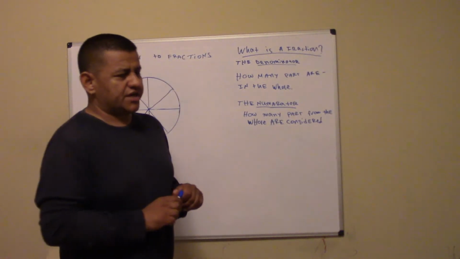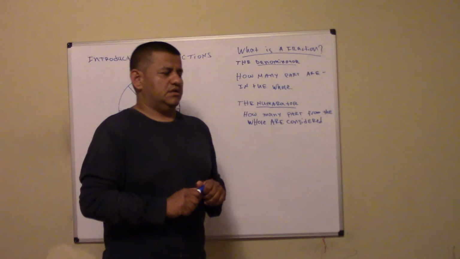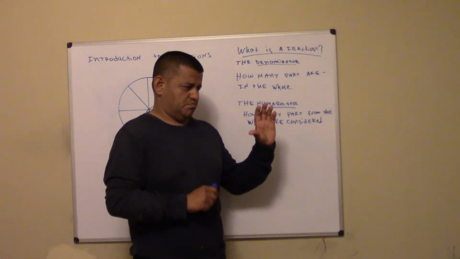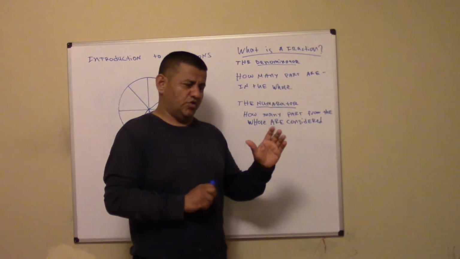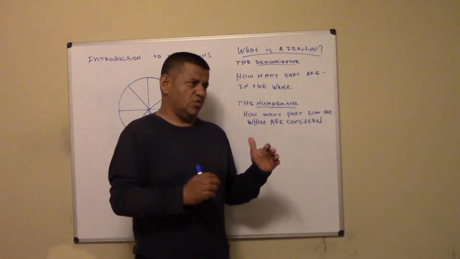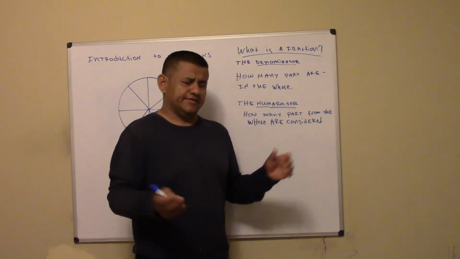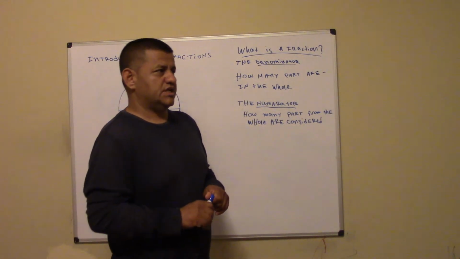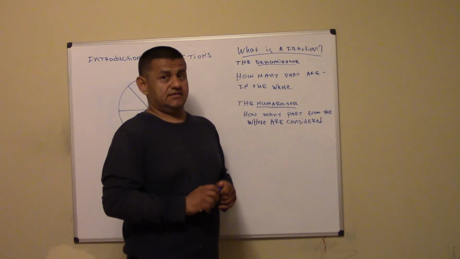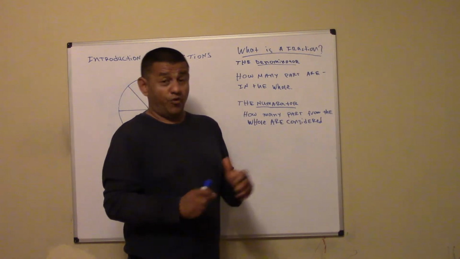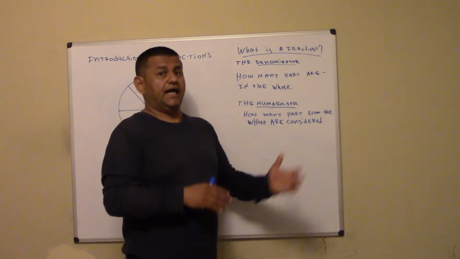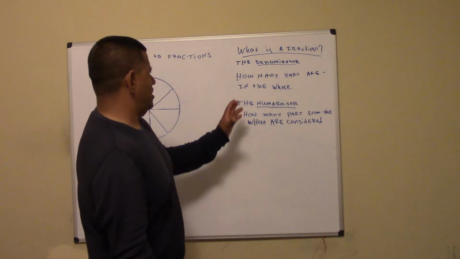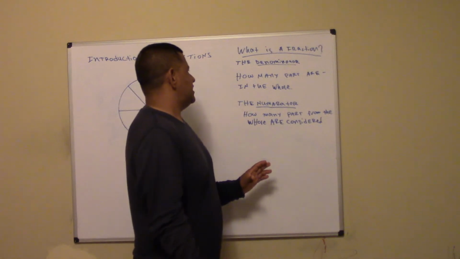In order to be a fraction, it has to be part of the whole. In other words, like $1. If you have $1, that is not a fraction, that is a whole number. But if you have 50 cents, that is a fraction because it's 0.5 of a dollar. So the same thing in this case, okay?